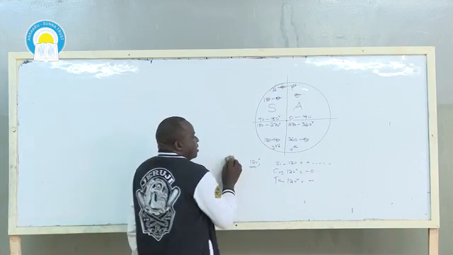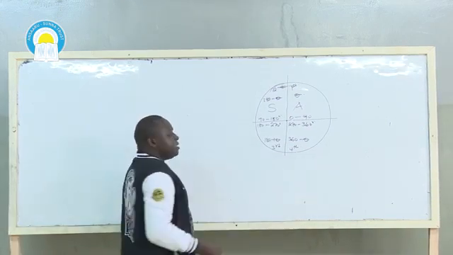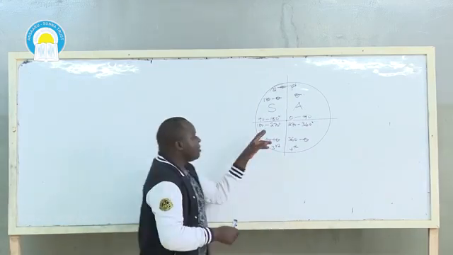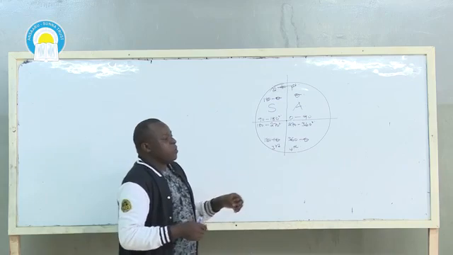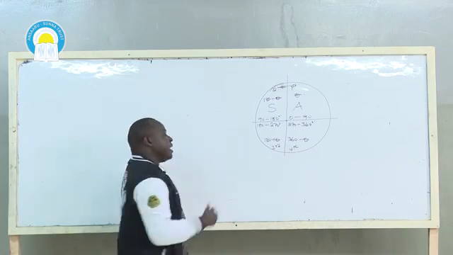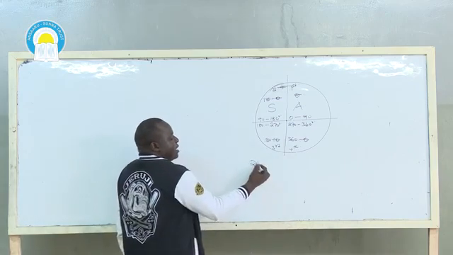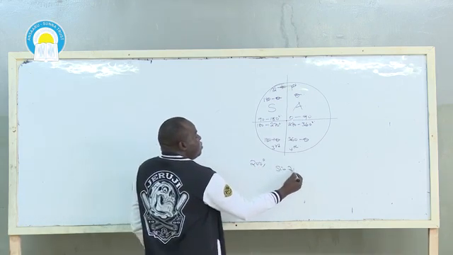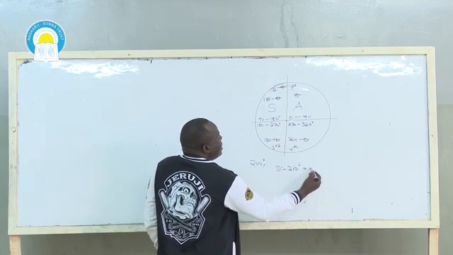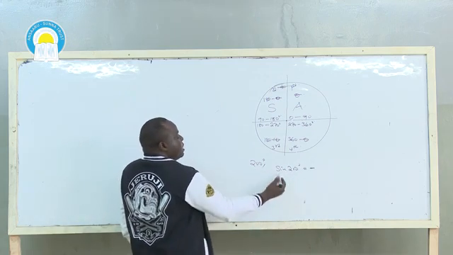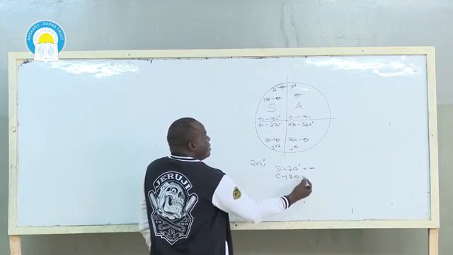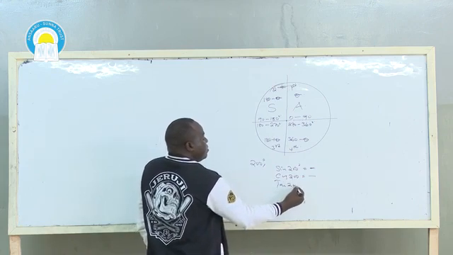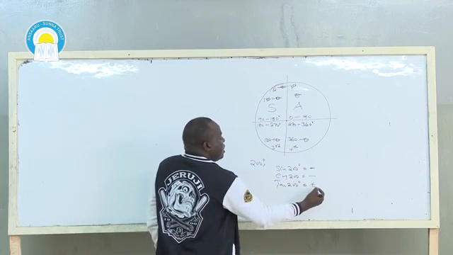Any angle between 180 degrees and 270 degrees is said to be in the third quadrant. So for the third quadrant, which values will be positive, which values will be negative? Any angle in the third quadrant, say 200 degrees: if you said sine 200 degrees, the answer you get should be negative. If you said cos 200 degrees, the answer should be negative. If you say tan 200 degrees, the answer you get should be positive.